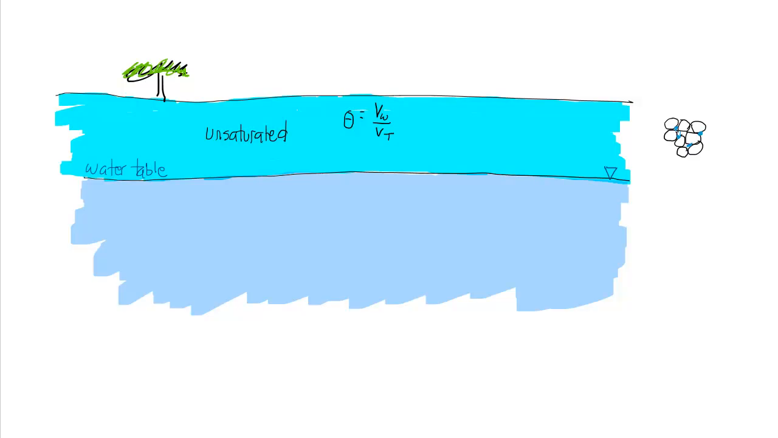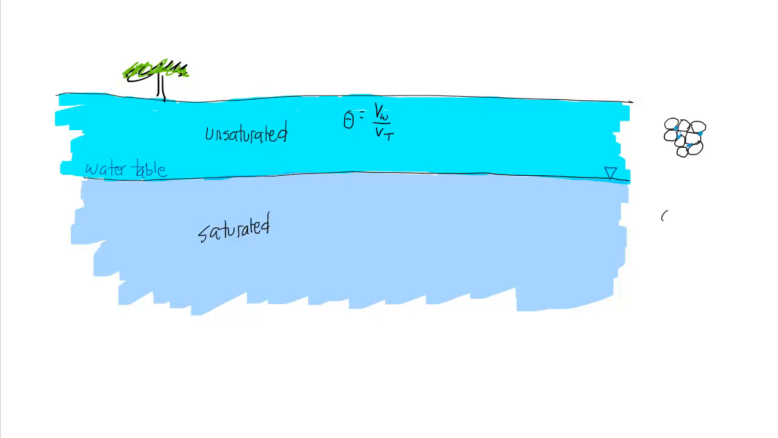Now, if we go down farther, eventually we hit a surface we call the water table. We usually give it this symbol, an upside down triangle. And beneath that surface, all of the pores are saturated with water. There is no air. This is called the saturated zone, and it's shown in the darker blue color here.